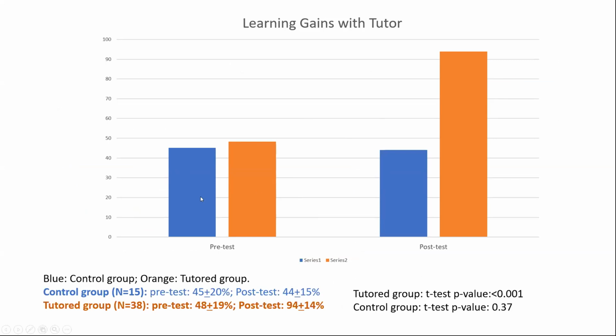And then we see that in this case, when you look at the blue graph here, there is basically no difference between the pre-test and the post-test. Whereas when you see the orange graph here, the students scored low in the pre-test, about 48%. And then after this, they did the tutor, and then they did the post-test, and their scores jumped from 48% all the way to 94%. Right? So which basically tells us that the tutor is actually working.